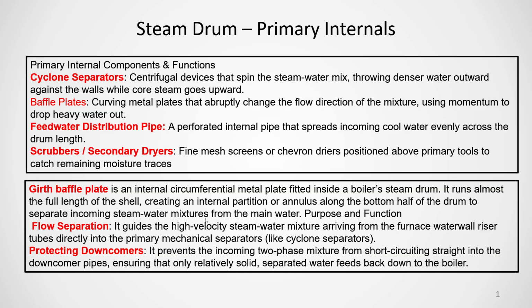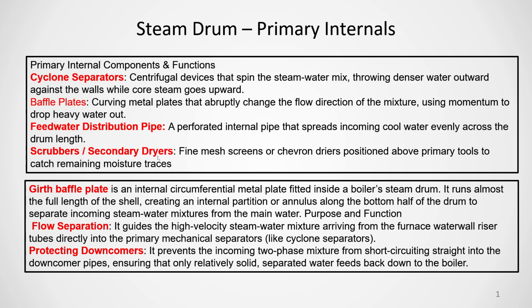Today, I am going to discuss a very important topic of the boiler, that is the internals of the steam drum. There are two types of internals used inside the drum. One is called the primary internals, and another is called the secondary internals. Primary internals include the cyclonic separator, baffle plates, feed water distribution pipe, and scrubber.